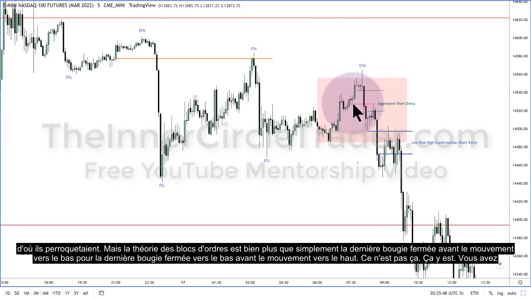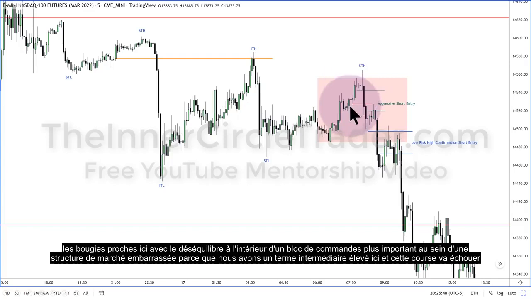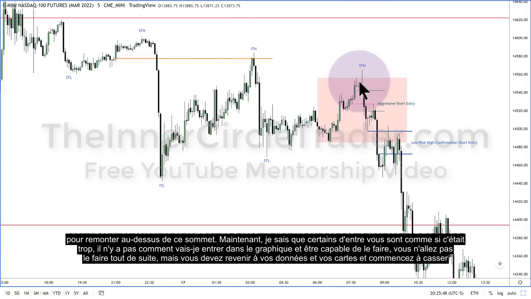This is it. You have the up-close candles together here with the imbalance inside of a larger order block within a bearish market structure because we have an intermediate term high here. Then this run up is going to fail to go back above this high.